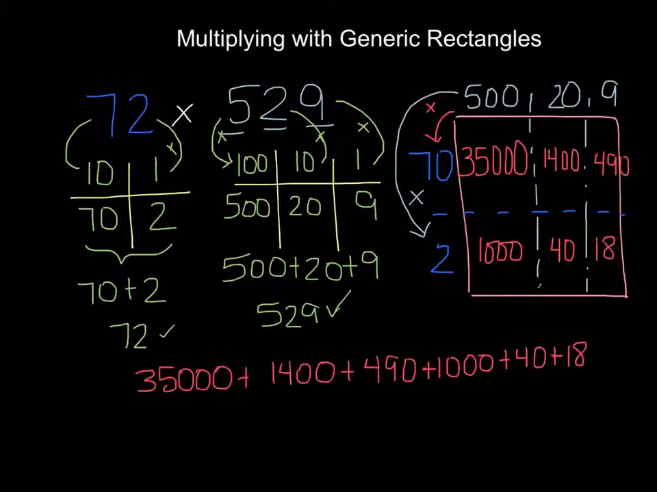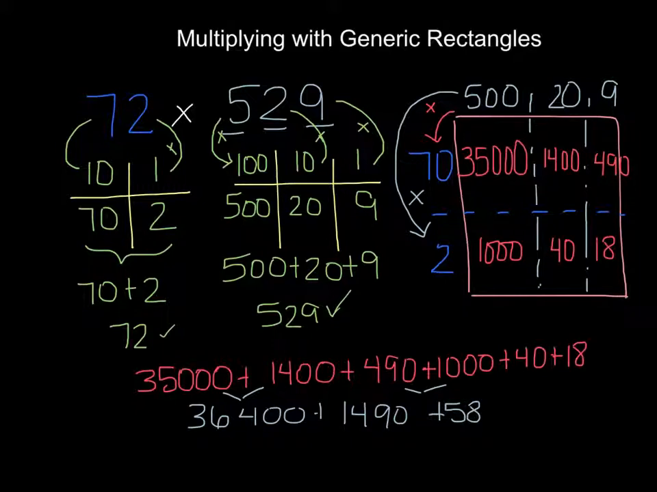So now that I've placed them in order, 35,000 plus 1,400 plus 490 plus 1,000 plus 40 plus 18, I'm going to use a grouping system to add these numbers. And I notice that 35,000 plus 1,400 is 36,400. I'm going to do the same thing for this one, and I get 1,490. And the last one I get 58.